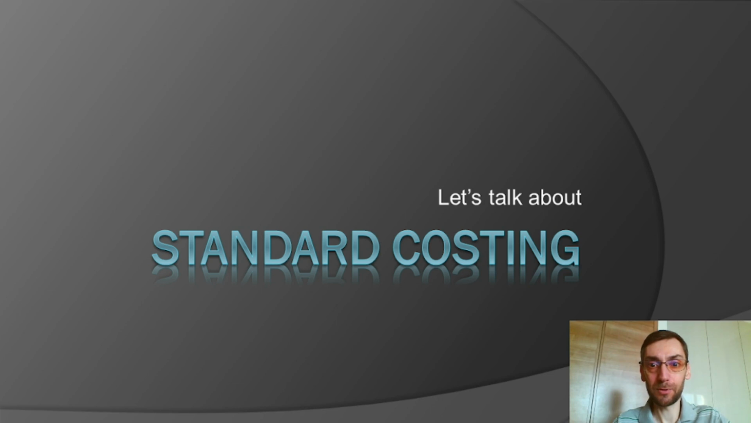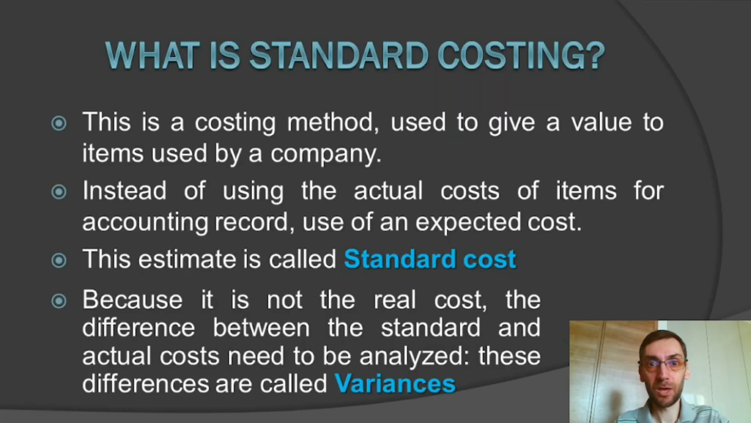Today, let's talk about standard costing. What is standard costing? This is a costing method, so it means it's used to give a value to the item that you use in your company. Instead of using the actual costs of the item, which is the most common and most obvious way to do, in fact, you can use something else, which is the cost that you expect. If you use cost that you expect instead of the real cost of things, right, then this will be called a standard cost.